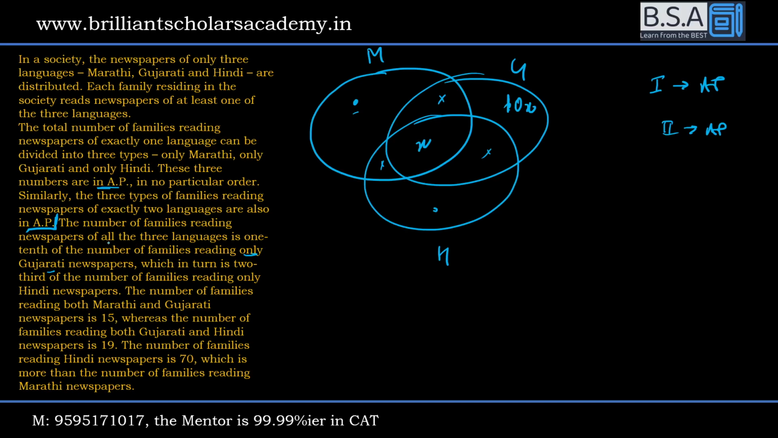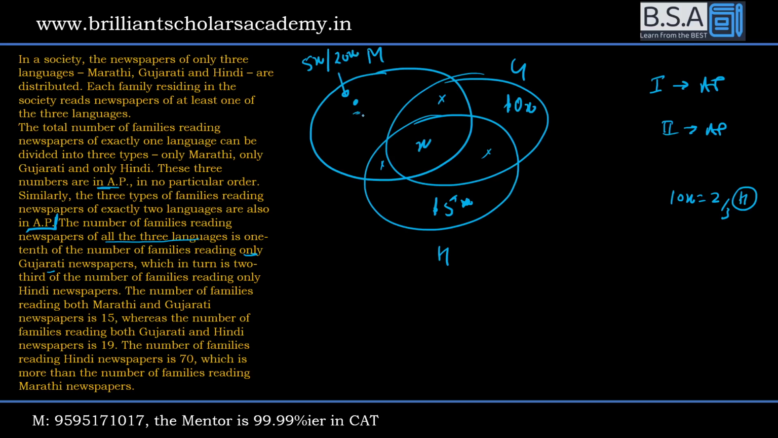Families reading all three languages is 1/10 of families reading only Gujarati newspaper, 10x, which in turn is 2/3 of the families reading only Hindi. This 10x is equal to 2/3 of only Hindi. So when I rearrange, this becomes 15x. So I can think of a couple of possibilities. If this is 10x and this is 15x, this could be 20x, or there's a gap of 5x, this could be 5x also. So this number here can be either 5x or 20x.